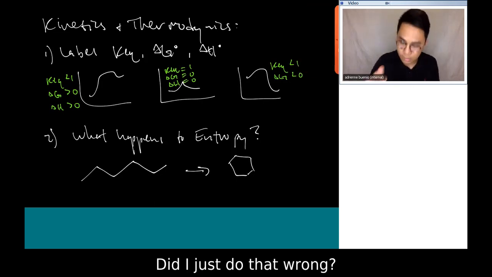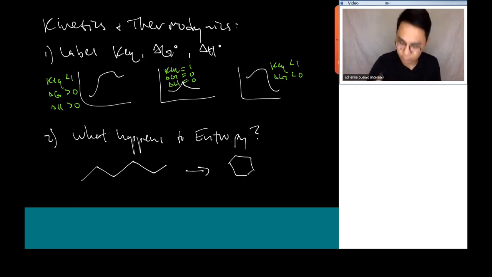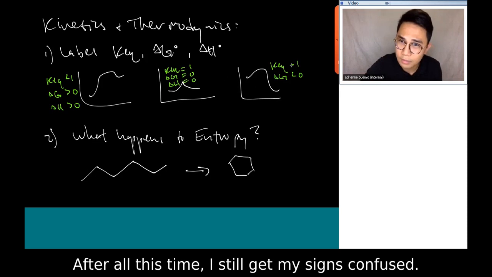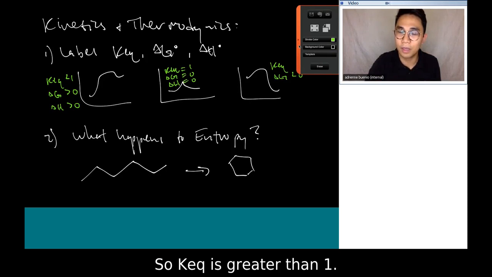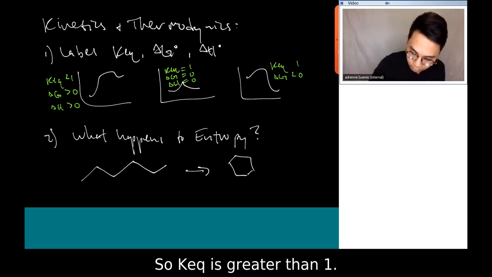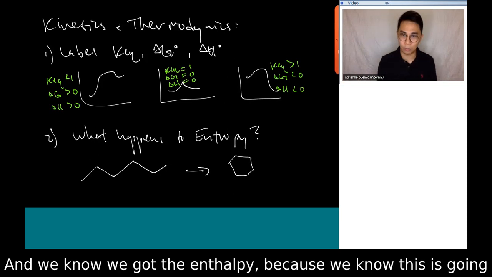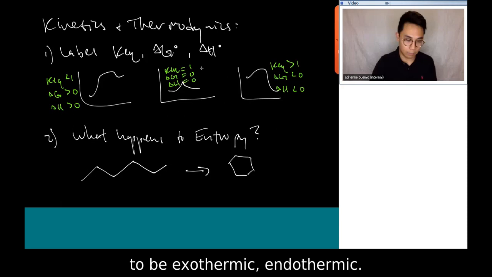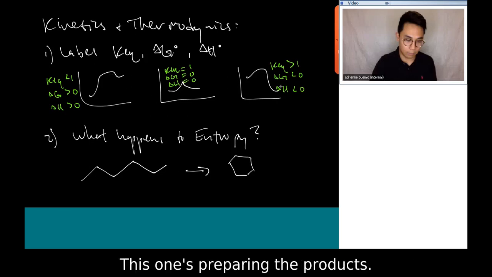Oh, did I just do that wrong? Okay. Wow. After all this time, I still get my signs confused. Okay, so KEQ is greater than one, and G and H are going to be less than zero, right? So nothing too crazy, and we know we got the enthalpy because we know this is going to be exothermic, endothermic, right? And with the G, this one is preferring the reactants. This one's preferring the products, right?